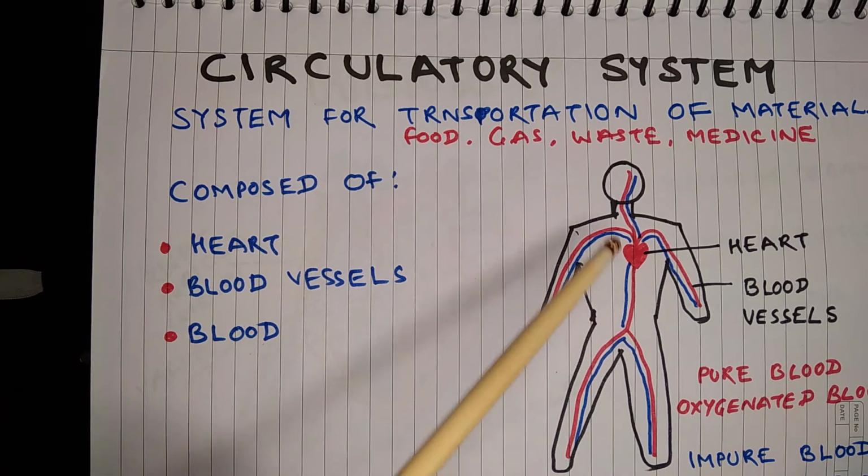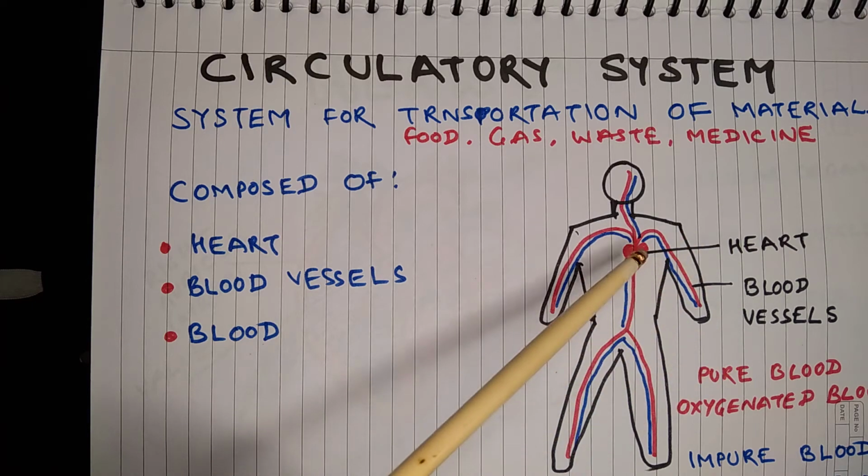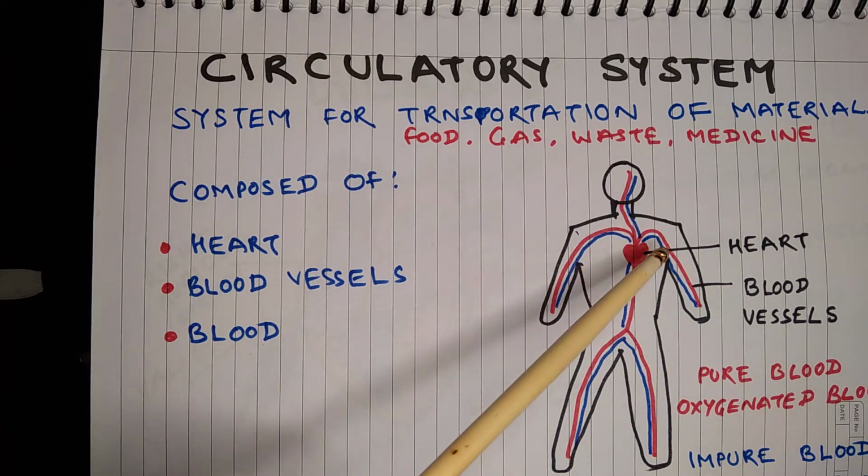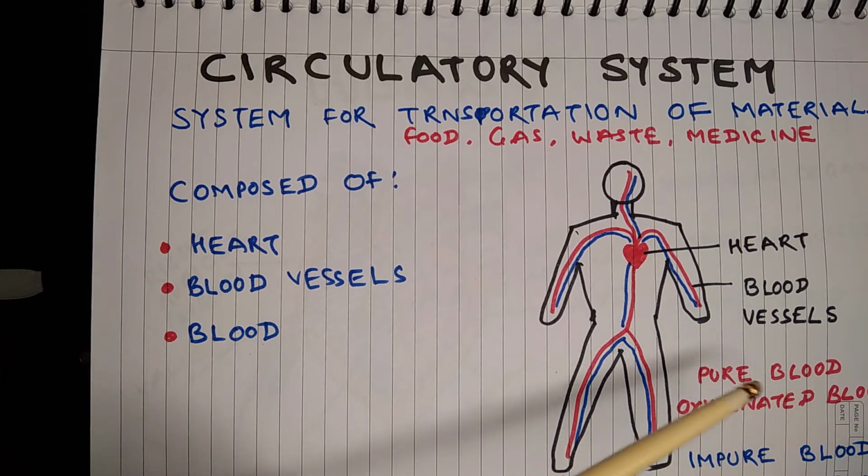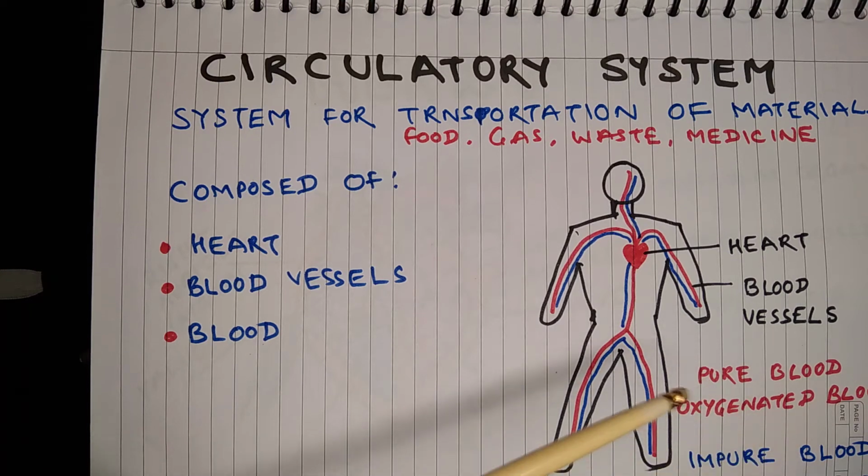You will observe that I have used two colors for showing blood vessels. These are red and blue. The red color signifies pure blood or oxygenated blood, or the blood which is rich in oxygen. The blue color shows impure blood or deoxygenated blood, or the blood which is rich in carbon dioxide.